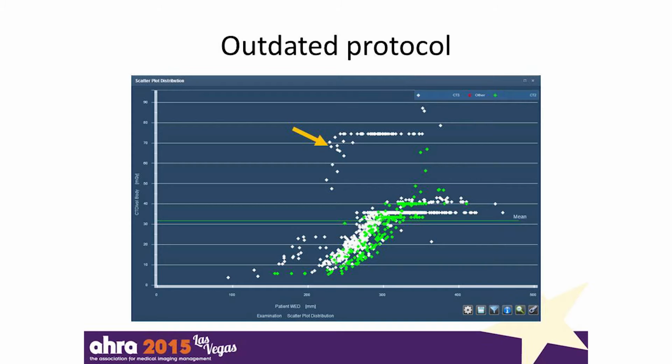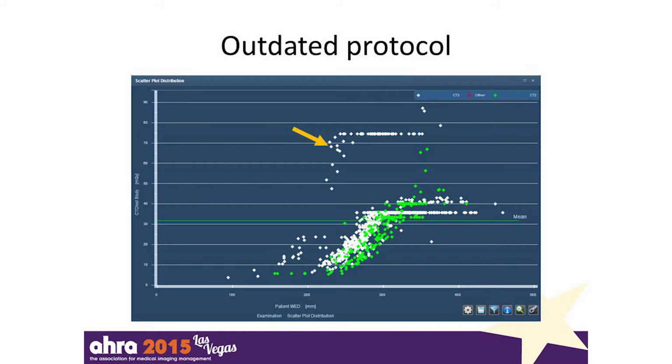What you're seeing on this plot, I know the numbers are kind of small, so I'll walk you through it. On the y-axis, you're seeing the CTDI, and on the x-axis is the patient size. Each point on this plot is an individual examination. Generally what you see is as the size increases, the CTDI goes up, and that's what you would expect. You need more radiation dose as patients get larger.